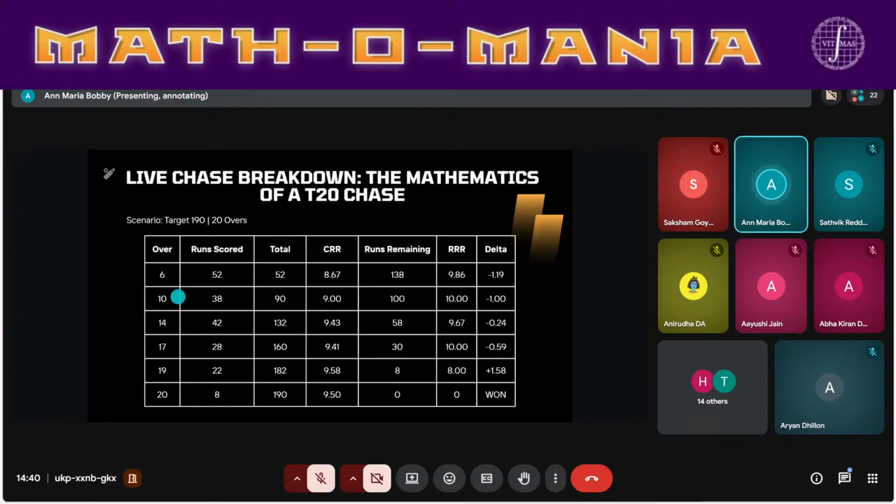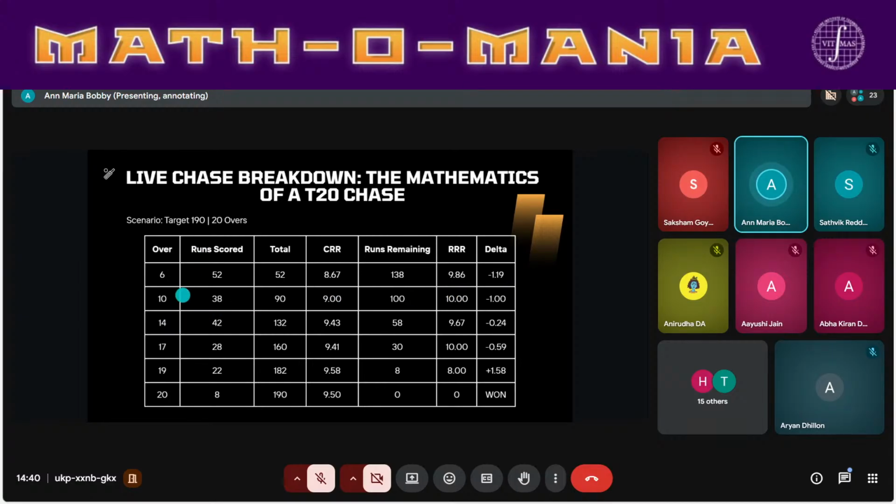Next, between the 6th and 10th over, the runs scored are 38, so they have a total of 90. Their current run rate is 9, and runs remaining is 100. Required run rate is 10 now. So the delta slightly decreased and became negative 1. But still, there's a bit of pressure since the current run rate is not equal to the required run rate.